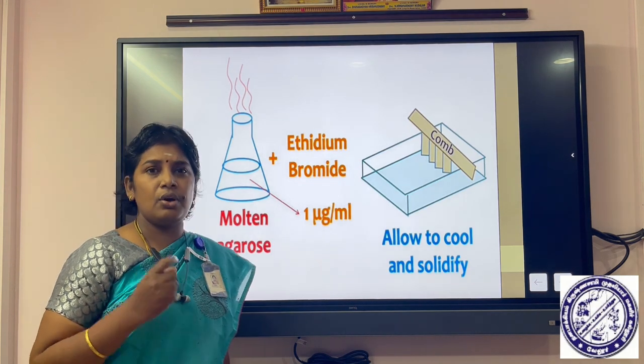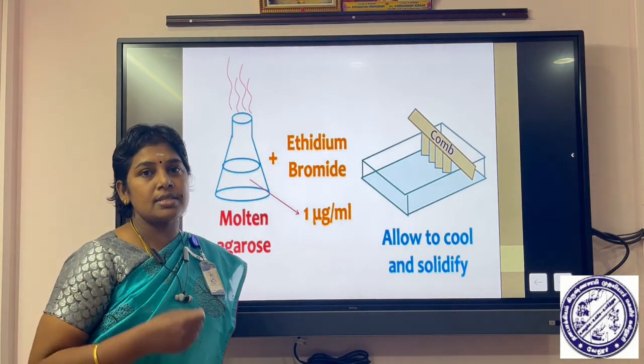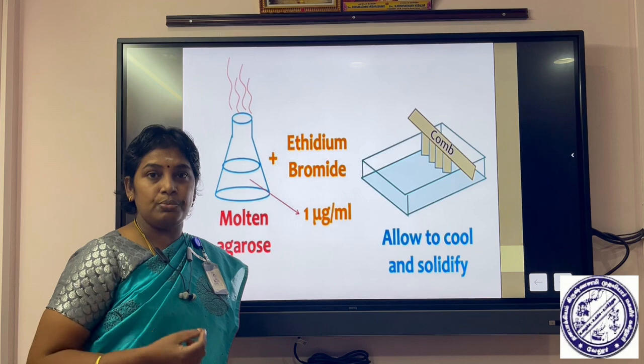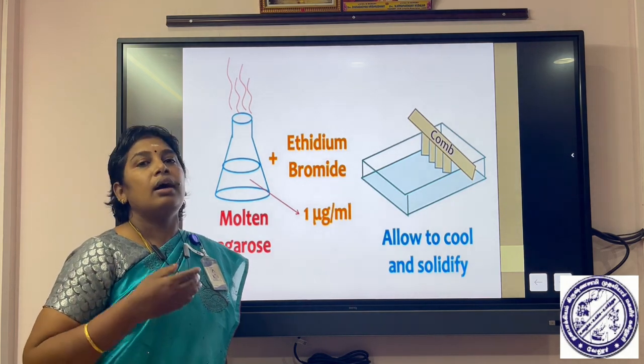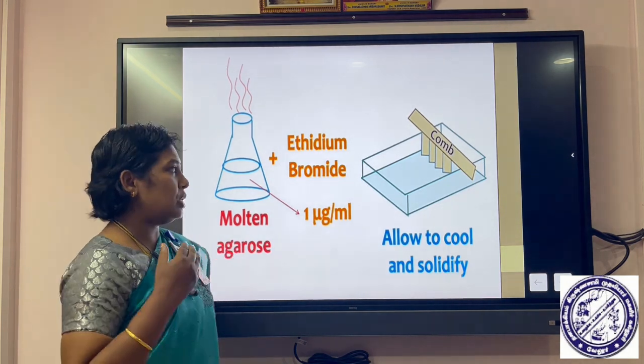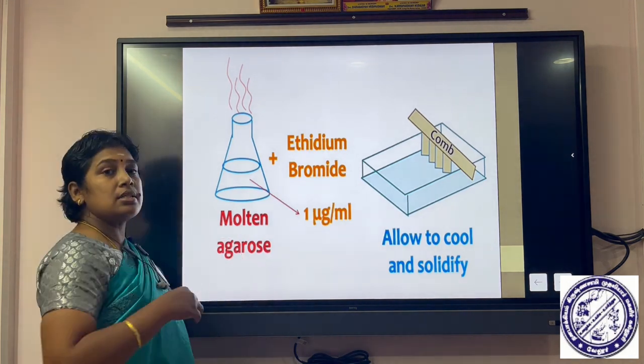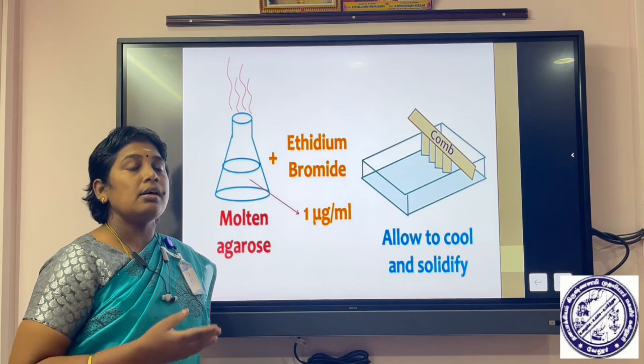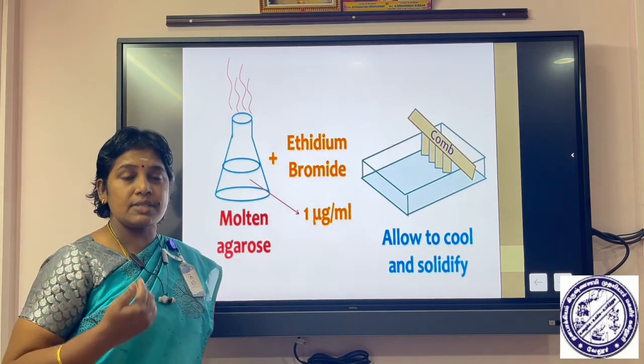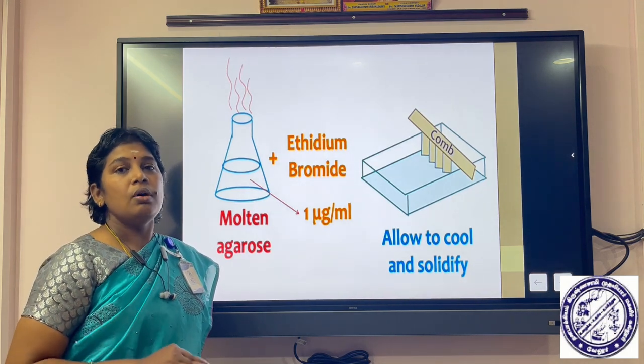The thing you have to ensure is that you swirl the flask occasionally, and overboiling should be avoided, because once you overboil, the buffer will evaporate. So that should be taken care of. And the next thing is, once the boil starts, we have to remove the flask from the oven and let it cool to 50 degrees.